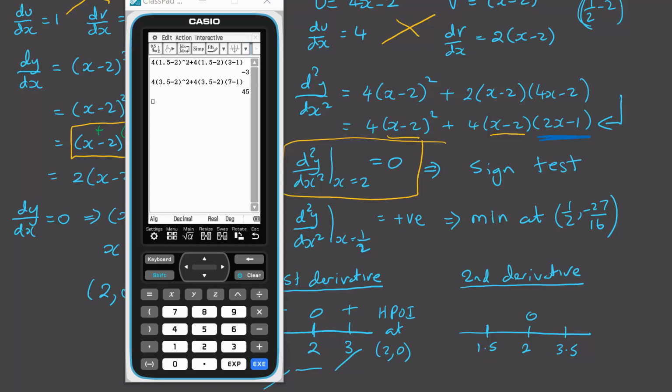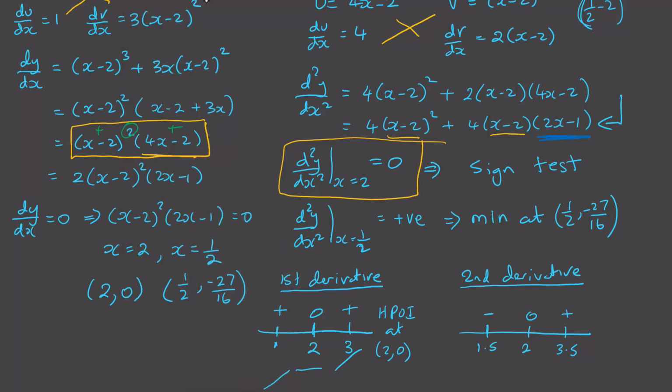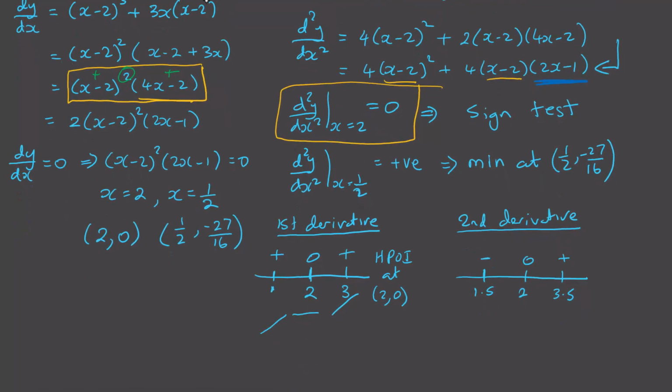Not quite sure why I went for 3.5. I could have gone for 2.5. But anyway, the values are on the calculator. And so we have that it's negative here and it's positive there. So what does that mean in terms of the curve? Negative means it's concave down. It then goes to 0 and then it goes concave up. And that once again indicates a horizontal point of inflection.